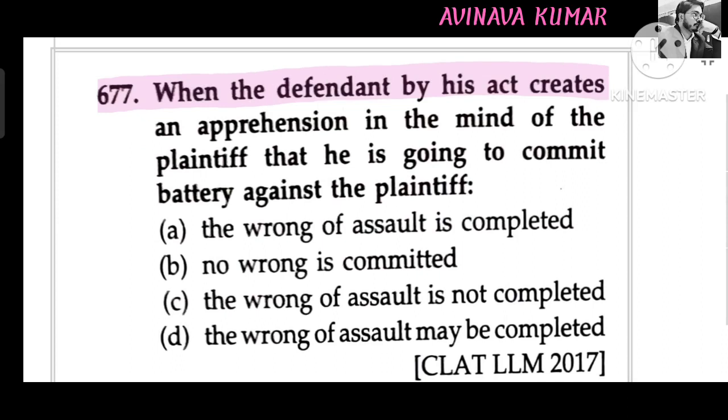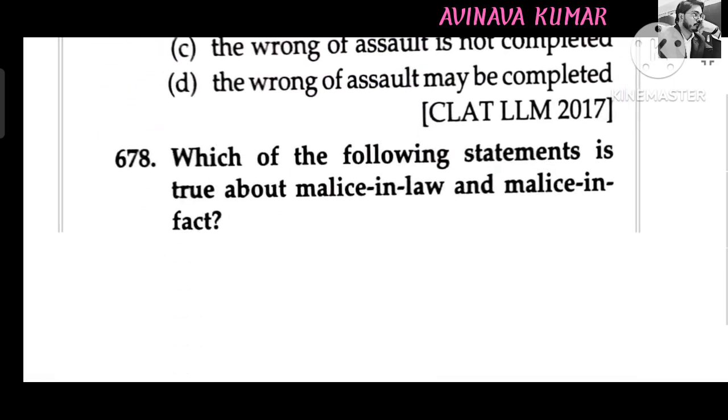When the defendant, by his act, creates an apprehension in the mind of the plaintiff that he is going to commit a battery against the plaintiff, the wrong of assault is completed.